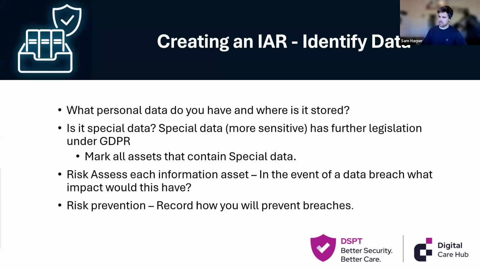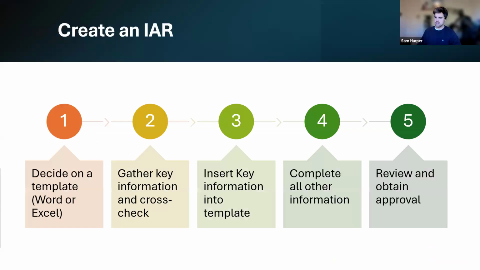Now, what personal data do you have and where is it stored? As I said, that is what we're looking at here. Is it special category data? And again, the information asset register will mark this. And then risk assess each information asset. So how we're keeping it safe. And I'll keep saying that over and over because these are the 3 points we're trying to look at here. And then if we do identify risk, we need to state how we are preventing that risk. And don't worry, I'll show you a template in a minute where it has all of this and you can just manually fill it in.